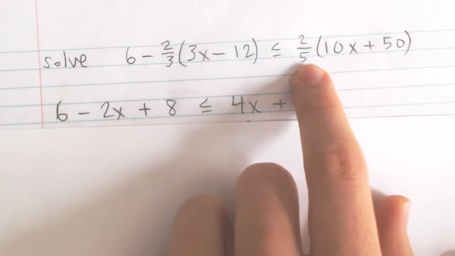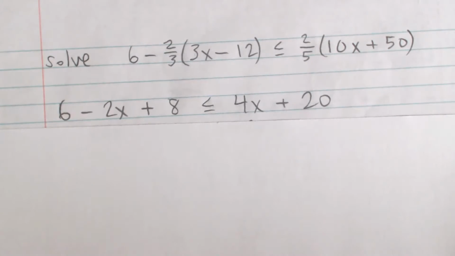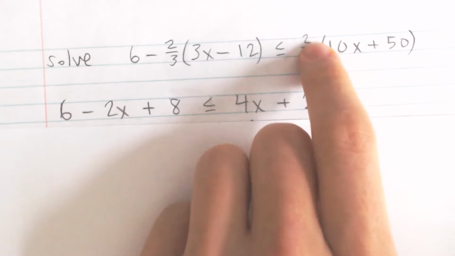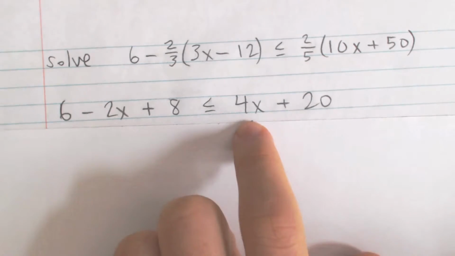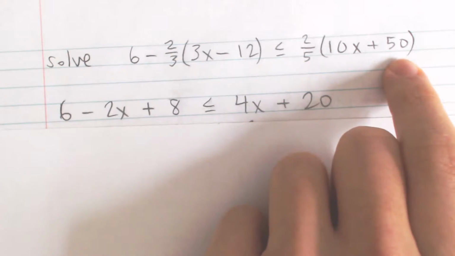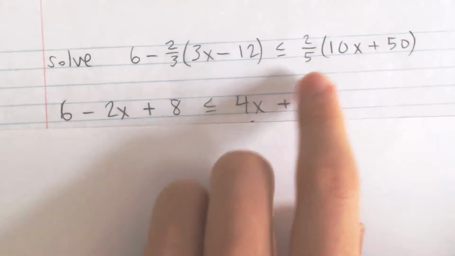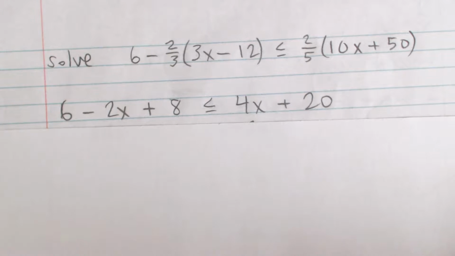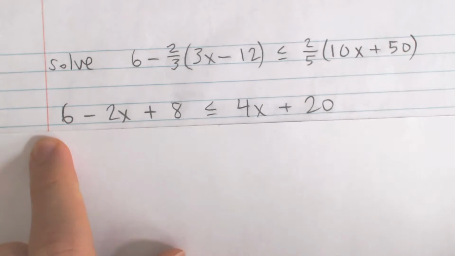On the right here, again, multiply the 2/5 to both terms. 2/5 times 10x, that's like 10 times 2, that's 20, divided by 5 is 4. So 4 times x. And 2/5 times 50, again, you can think of it as 2 times 50, that's 100, divided by 5 is 20. So again, now you can see we just have a linear inequality.